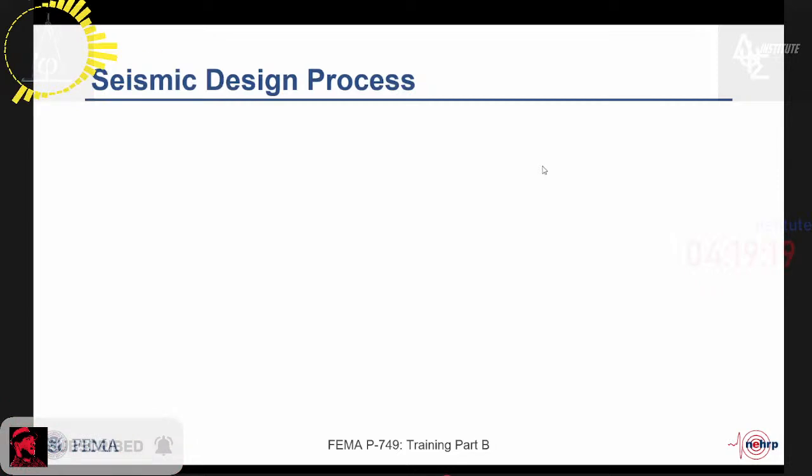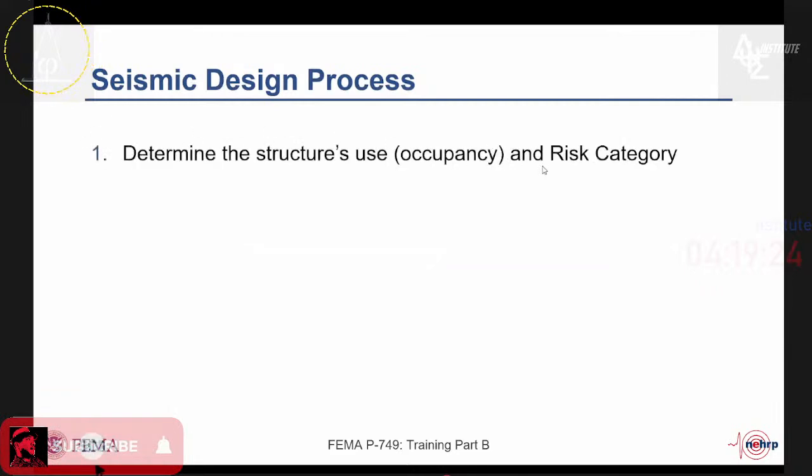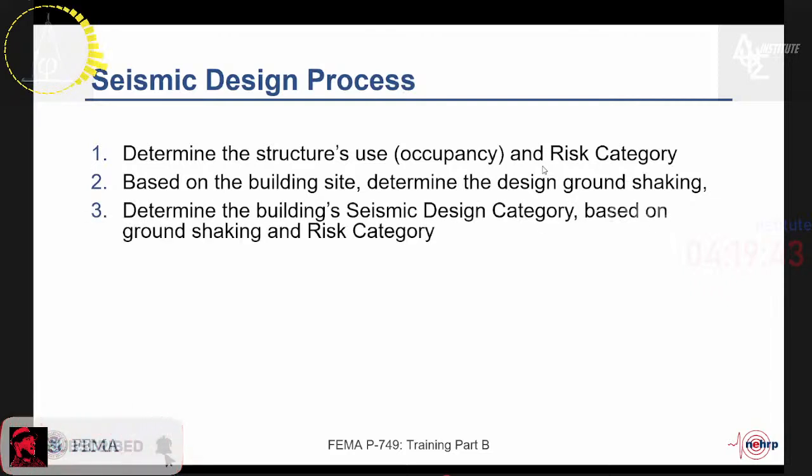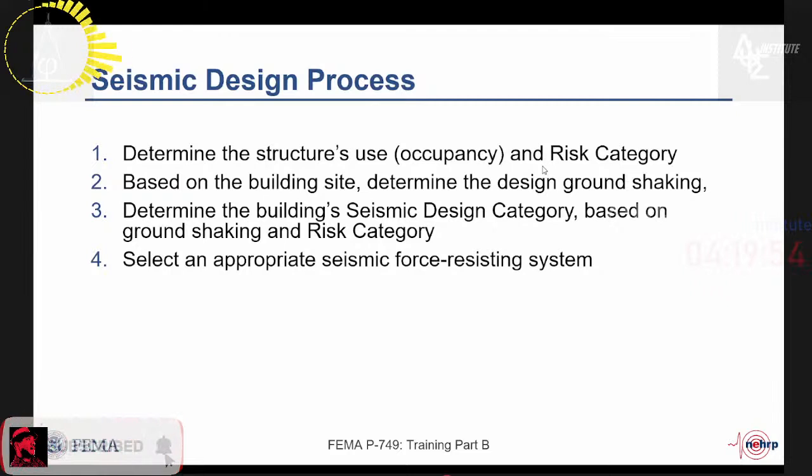With that basic understanding of structural dynamics, we can talk about the overall seismic design process. It starts with determining the structure's use or occupancy, and knowing the structure's use and occupancy, its risk category. Based on the building site, we determine the design ground shaking spectrum. We determine the building seismic design category based on the ground shaking spectrum and parameters derived from that spectrum and the risk category. Next, we select an appropriate seismic force resisting system.